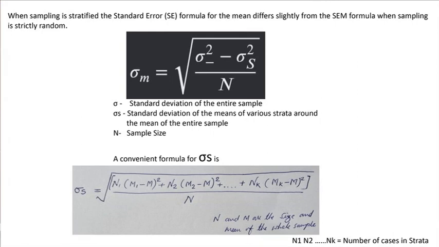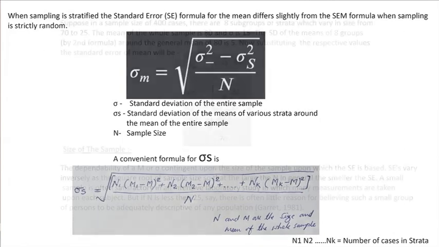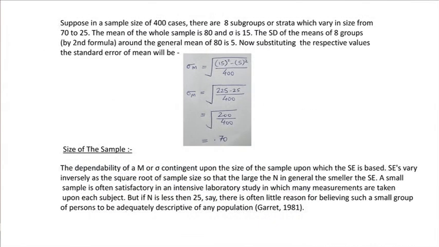So, N is the total sample, M1 is the mean of the group arts, then science, commerce, law, and M is the mean of the entire group. In this way we can calculate the standard error of the mean in the case of stratified random sampling. Now, I will give an example just to explain. Suppose in a sample size of 400 cases, there are 8 subgroups, the strata, which vary in size from 70 to 25.